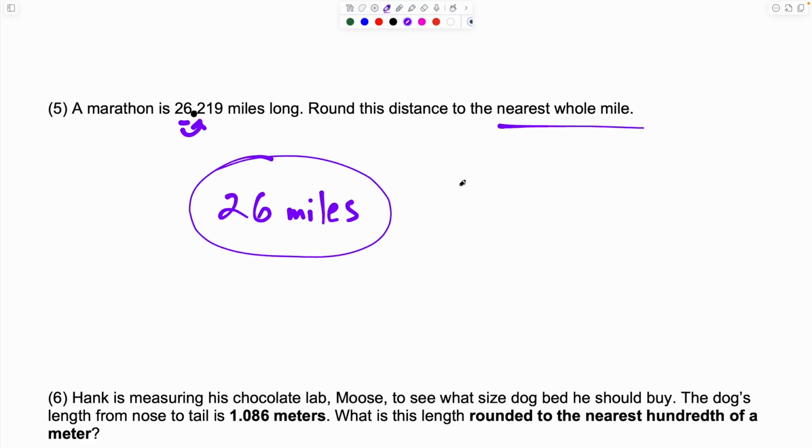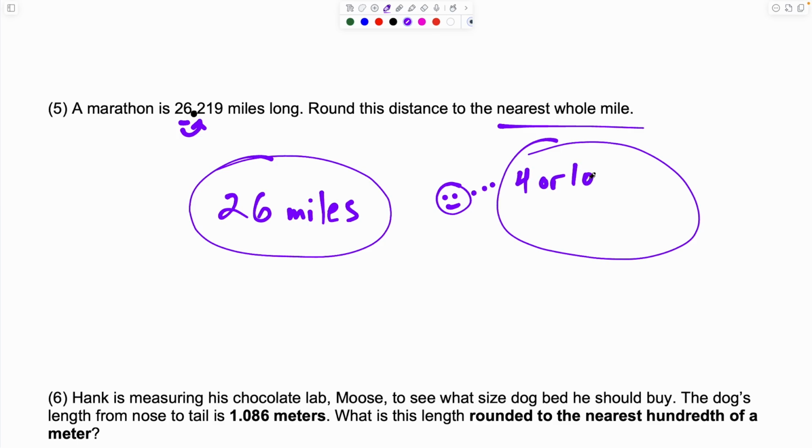Now, if you're still struggling with these questions, the thought process is when you look to the right here, we're rounding to the nearest whole number, and to the right is a 2. What I say is when we have a 4 or lower, that tells us to round down. The number 2 to the right here falls in that category. 2 is lower than 4. So that's why, once again, we are rounding down to 26 miles.